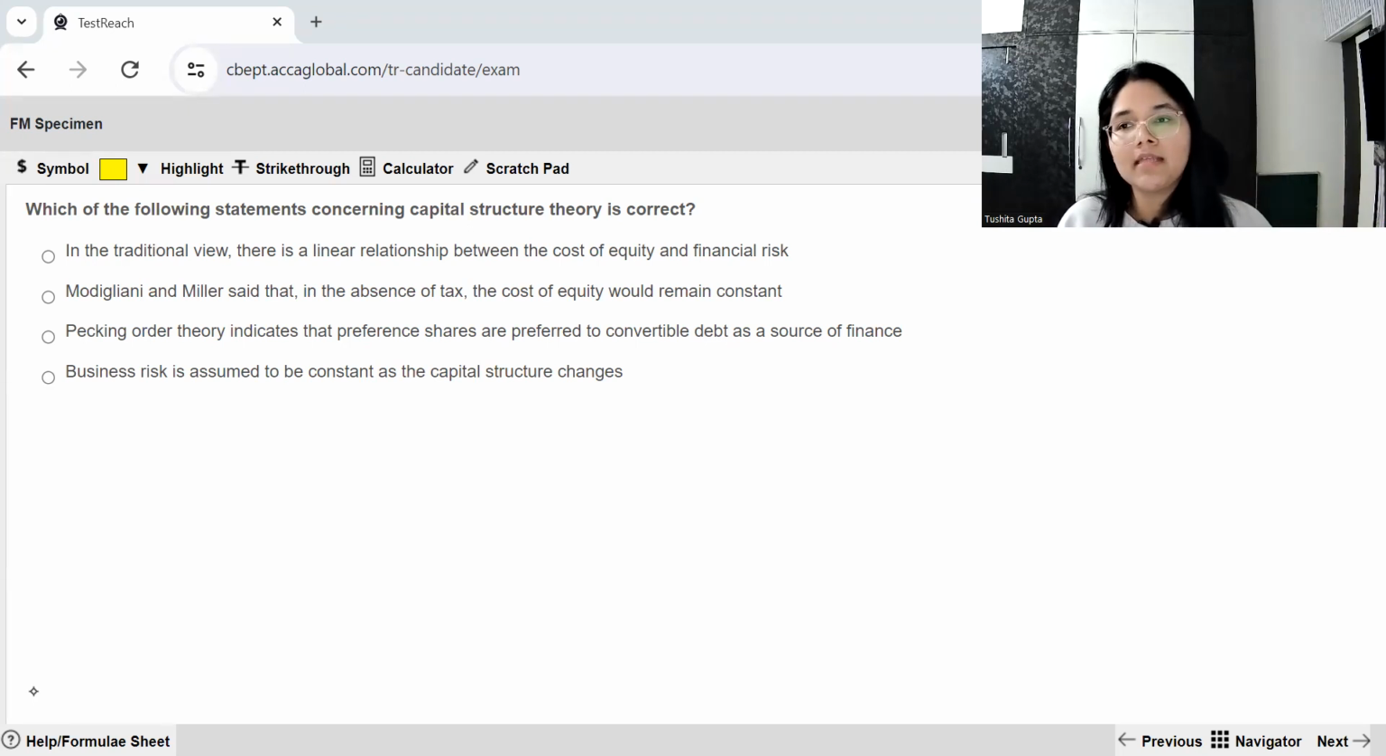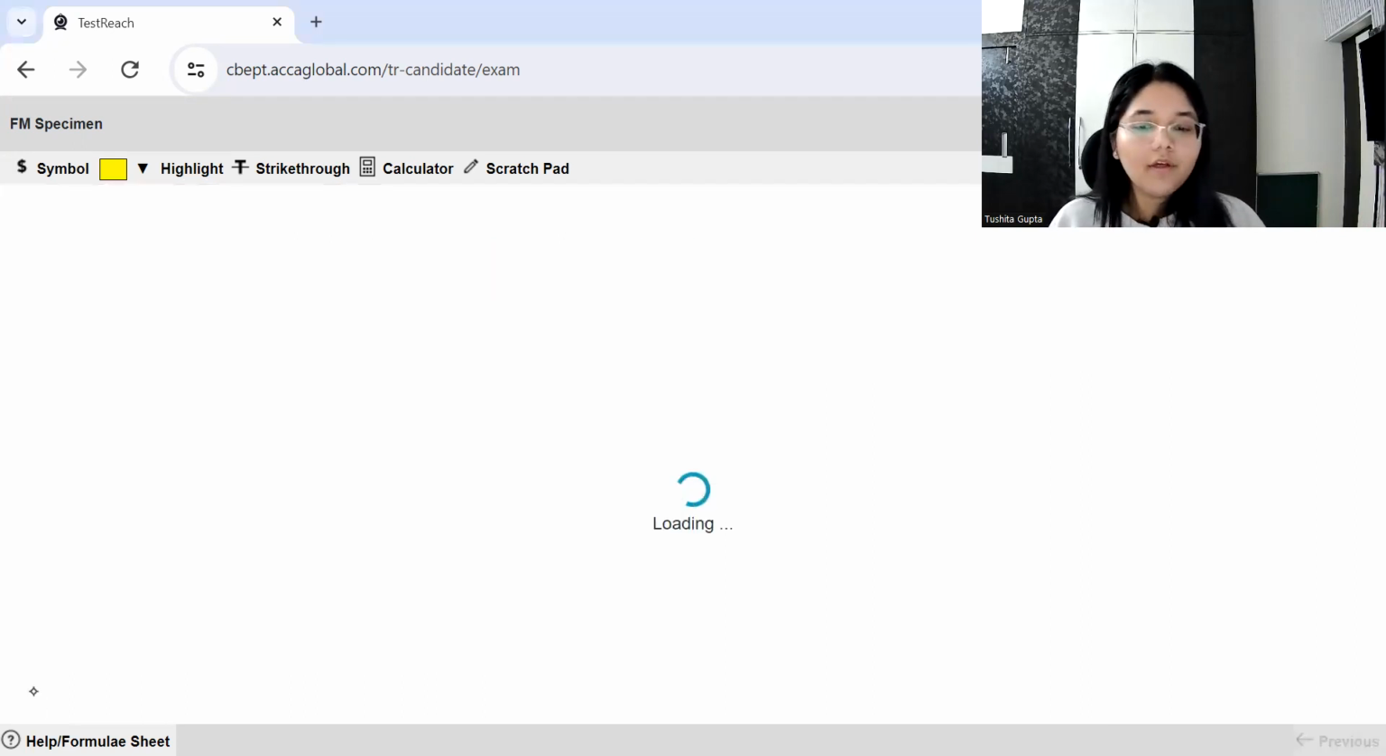Business risk will remain the same as long as your business remains the same. If I am moving from another industry, maybe I did cement work and now I'm going into the paints industry, that is when my business risk will change. Otherwise, capital structure is not going to impact my business risk. Moving on to the next question.